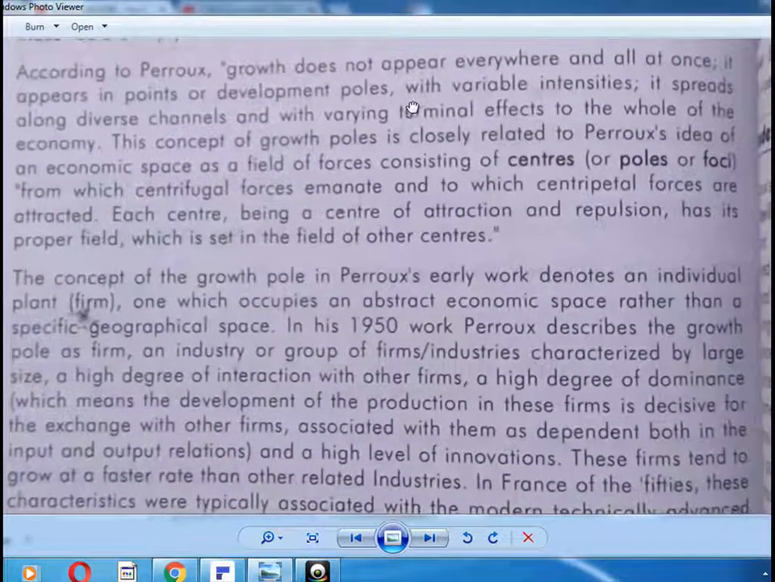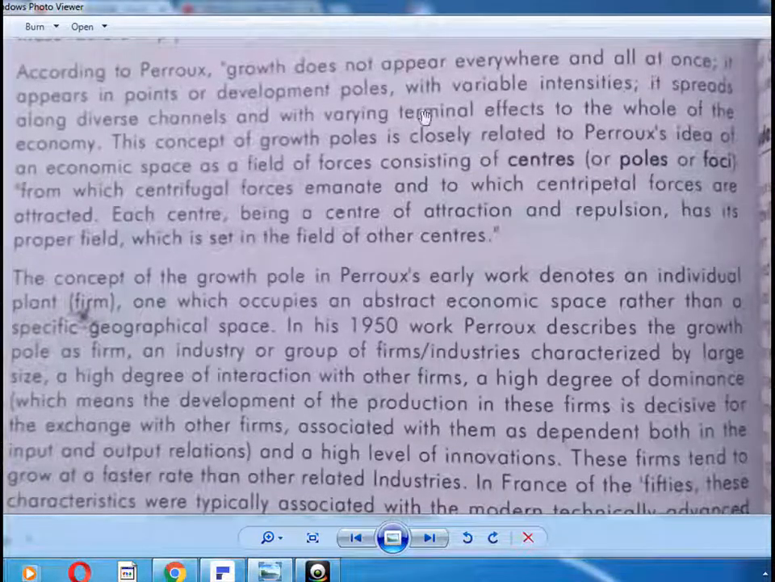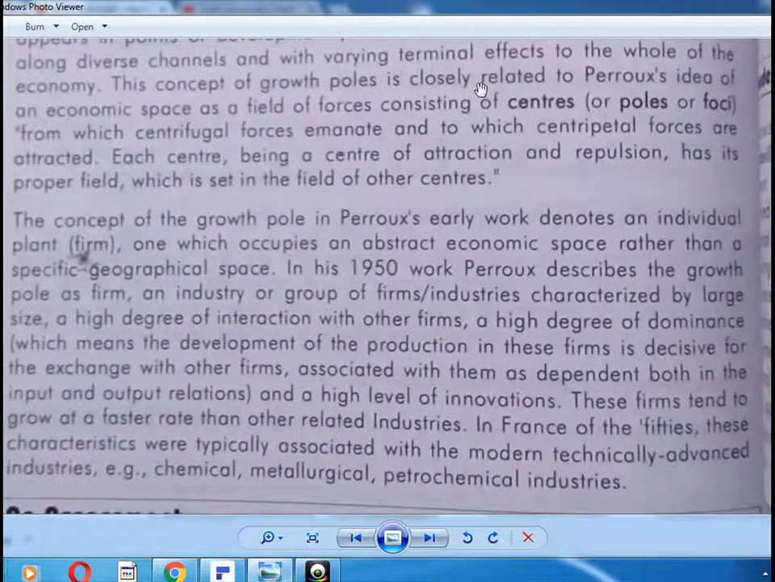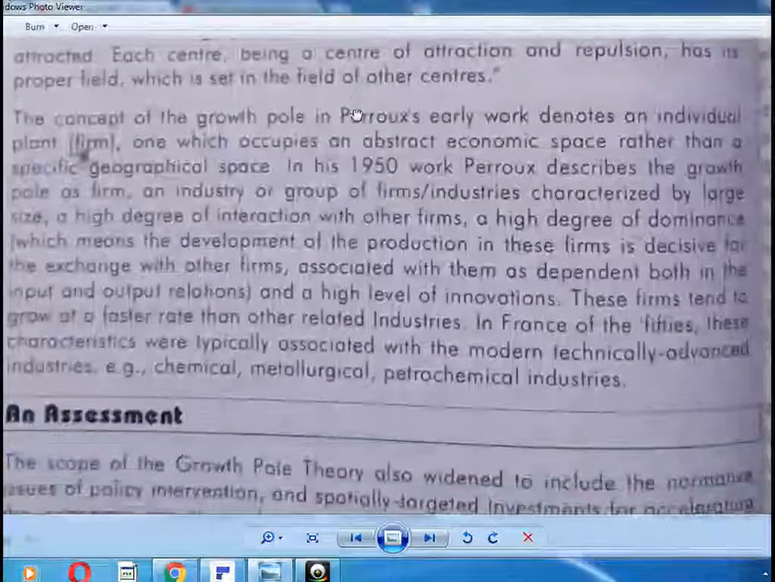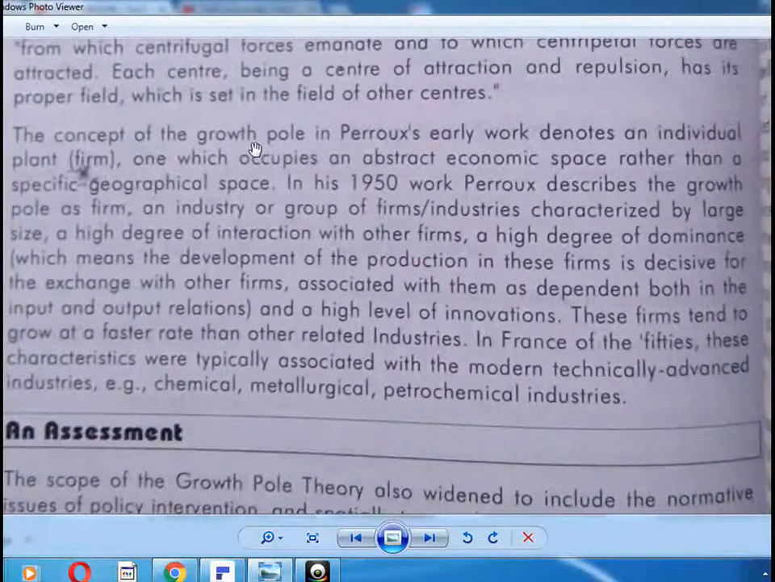According to Perroux, growth does not appear everywhere and all at once. It appears in points of development, growth poles, with variable intensities. It spreads along diverse channels and with varying terminal effects to the whole of the economy. This concept of growth pole is closely related to Perroux's idea of an economic space as a field of forces consisting of centers or poles or foci from which centrifugal forces emanate and to which centripetal forces are attracted. So each center, being a center of attraction and repulsion, has its proper field, which is in the field of other centers.